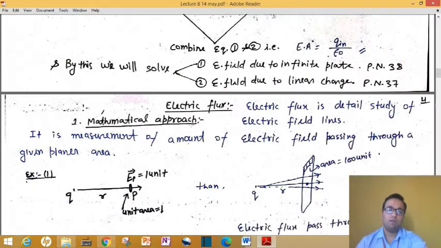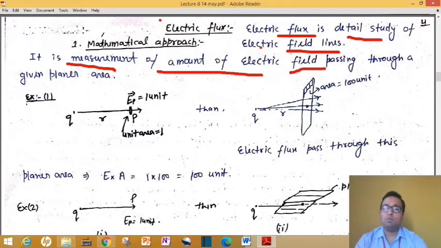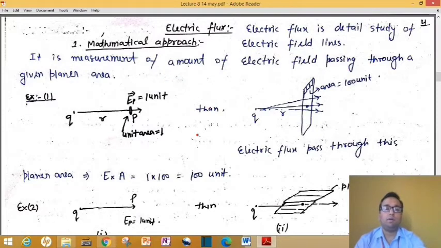Before that, we will understand what electric flux actually is. Electric flux is a detailed study of electric field lines. It is the measurement of the amount of electric field that is passing through a given planar area. Suppose in a particular space you place a point charge; it will send its radiation in each and every direction. You have to measure that radiation. That measurement is called electric flux.